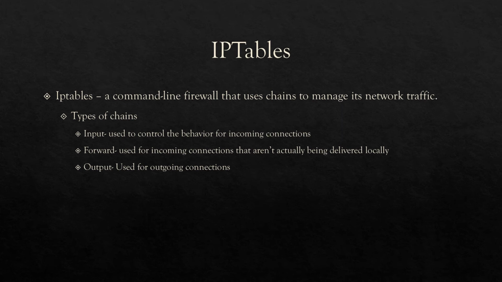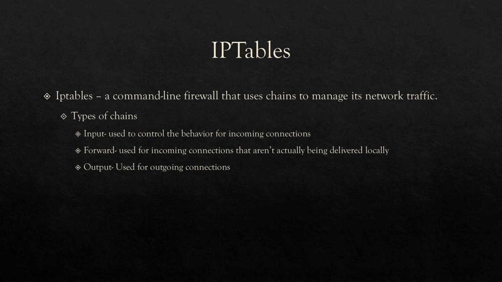The next example is the forwarding chain, and this chain is used for incoming connections that aren't actually being delivered locally. The way that I think about this is like a router. With a router, the data is always being sent to the router, but the router is not the data's final destination. The router is always forwarding the data to another target.